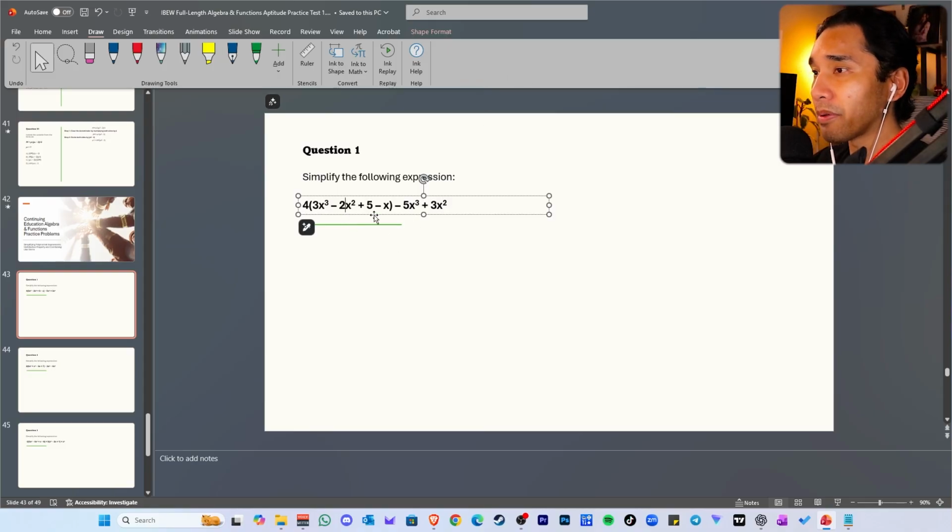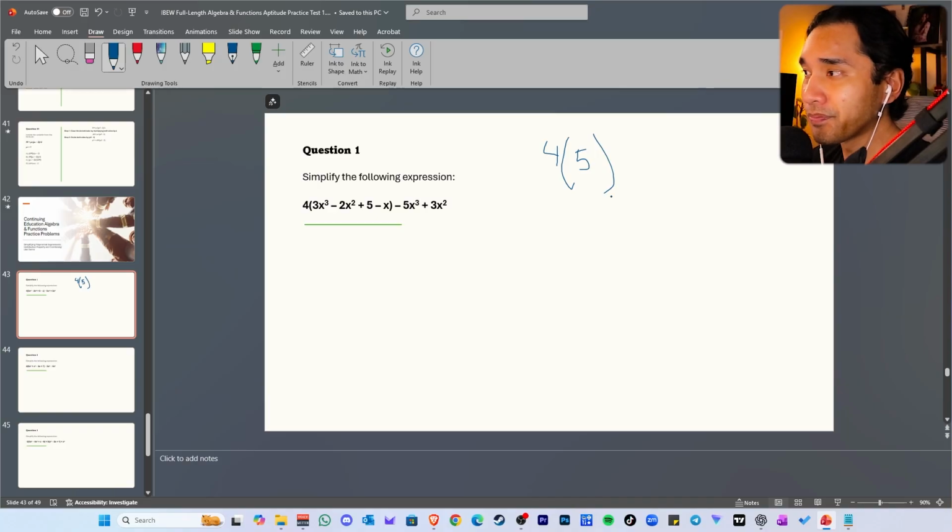So we have the parentheses, and we also have this coefficient right here. What would I do with this coefficient? What does it mean when this 4 is tagged along with the parentheses? Or if there's a 4, and then we have a 5, what will we do? We would multiply. 4 times 5 equals 20, right?